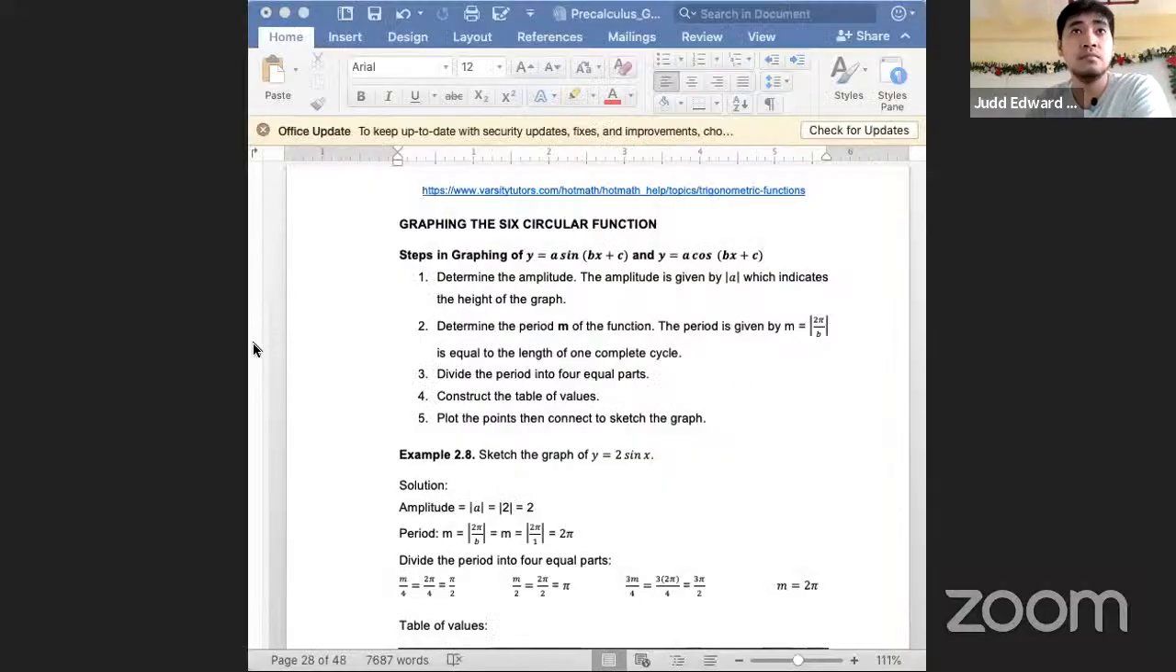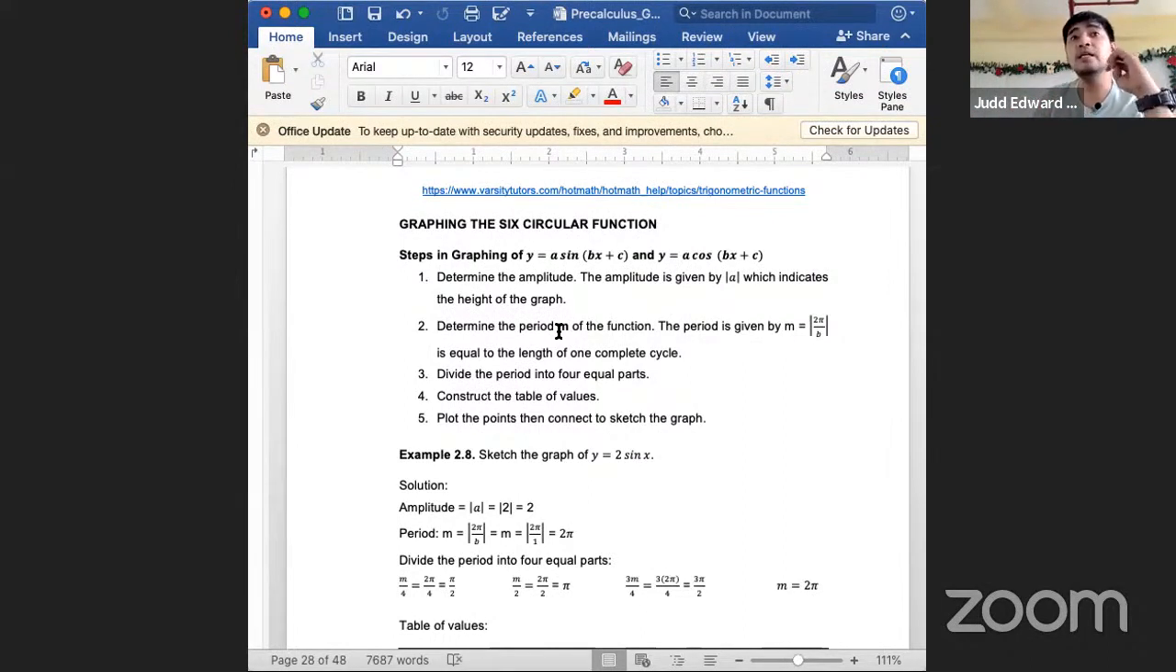Okay, so this is how we graph the 6 circular functions. We need first to determine the amplitude. The amplitude is given by the absolute value of A, which indicates the height of the graph. Remember that the amplitude is from the middle line. So yung amplitude is tataas siya ng A, bababa din siya ng A. Mamaya papakita ko sa inyo kung paano nakukuha yung middle line.